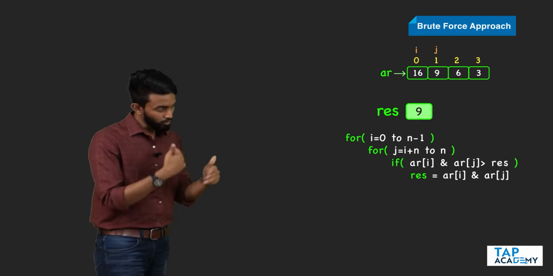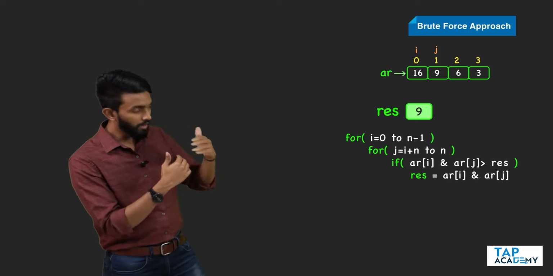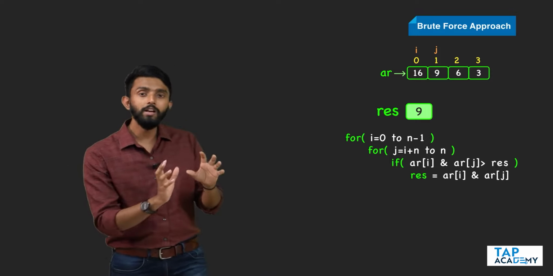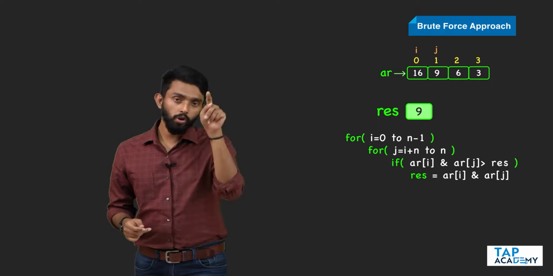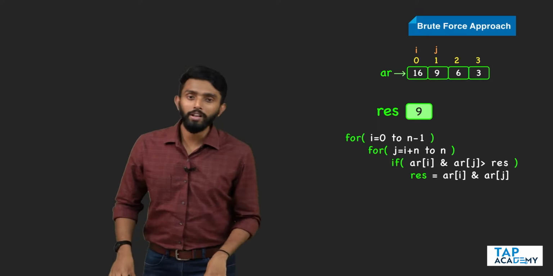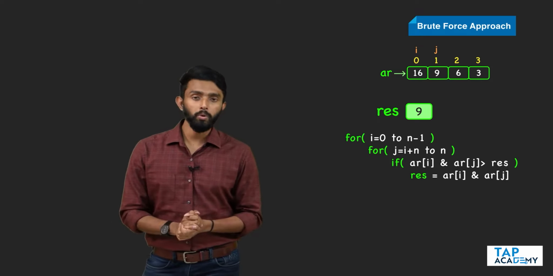So if you keep doing this, obviously by the time you finish all the iterations, result will have the value of the maximum AND pair, and in this case it is going to be 9, which is nothing but 9 and 13 put together. I hope the brute force approach is clear to you guys.